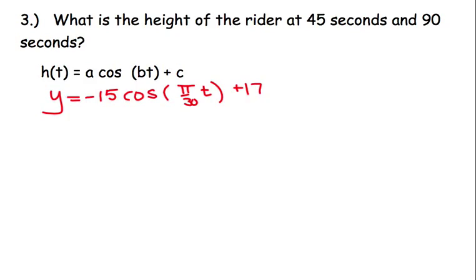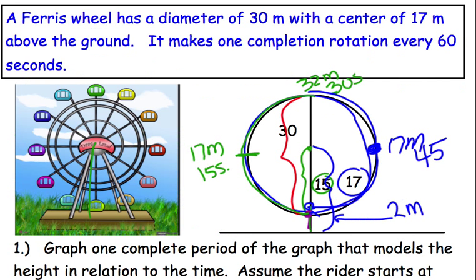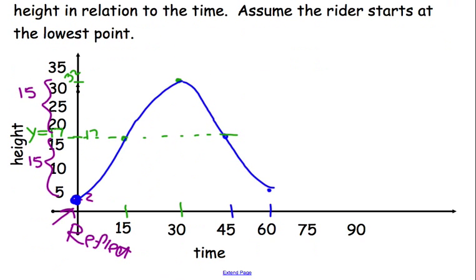Continuation of the Ferris wheel problem. What we want to do is find algebraically the height of the rider after 45 seconds and at 90 seconds. Graphically, we've already figured out 45 seconds, right? At 45 seconds, the rider is 17 meters off the ground. We're going to show you how to do this algebraically.